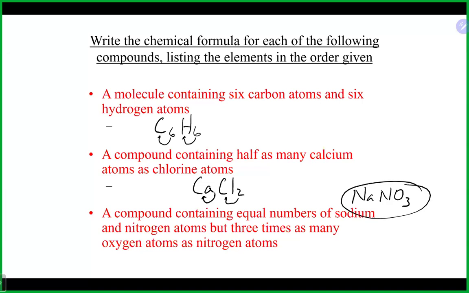So obviously formula is really important: proper symbols, and again, the subscripts telling us how many atoms we have of it. As we'll see in a later chapter, it also will tell us how many moles of each of those we have as well.